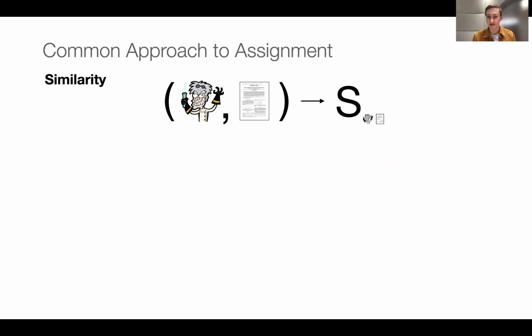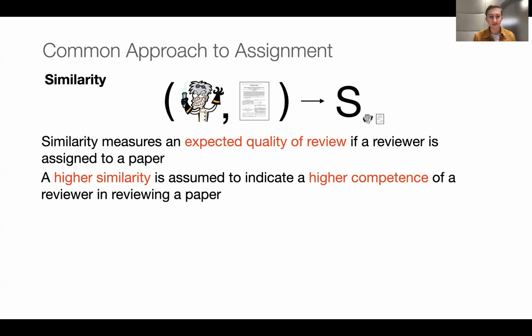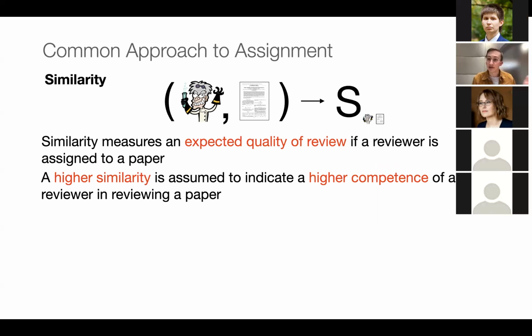And the key component of the assignment is similarity. For each pair of a paper and a reviewer, a number that measures the expected quality of the reviewer in reviewing this paper is defined. And the higher the similarity, we can assume that this indicates the higher competence of a reviewer in reviewing a paper. So how are these numbers defined? I won't go into details, but typically we have a paper and each reviewer has a profile of publications.